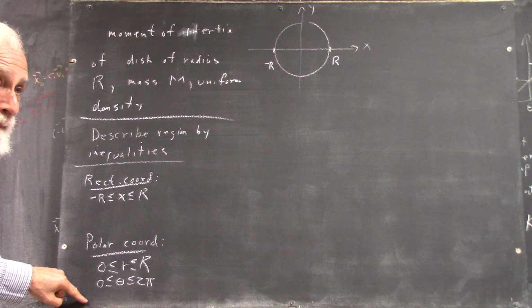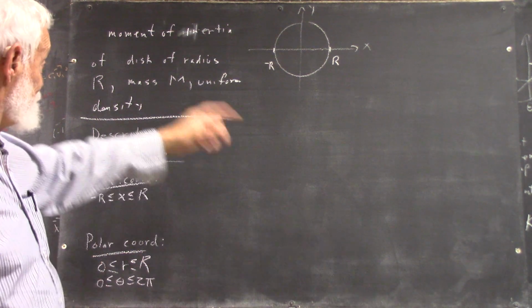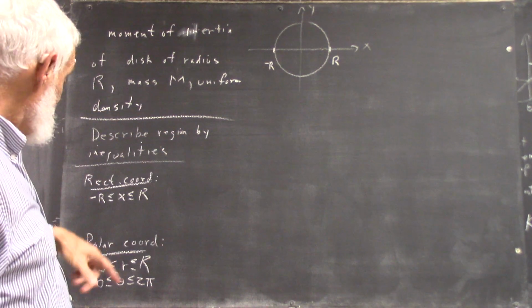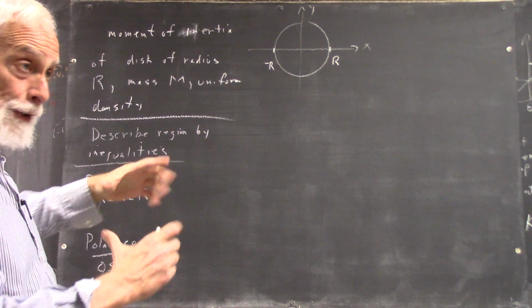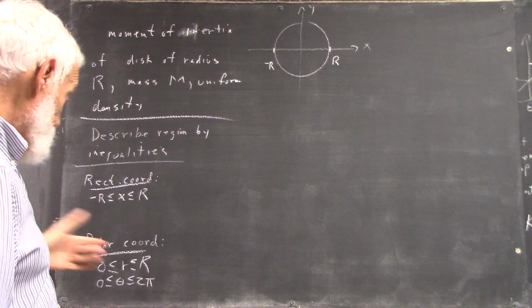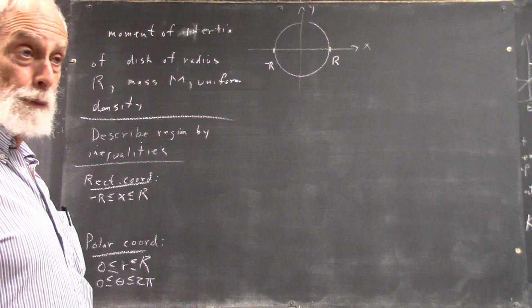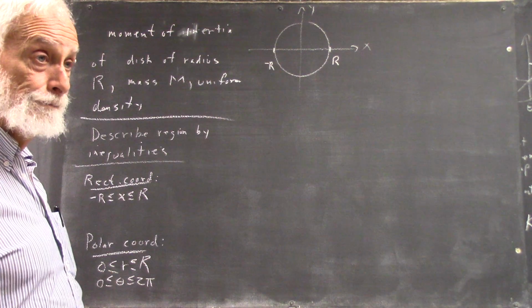Now, in polar coordinates, it's real easy. R goes from 0 to big R, and you get all the R's between here and there, and theta goes from 0 to 2 pi, and that totally describes your region in a way that I'll make more specific when we actually set up the integral. Okay?